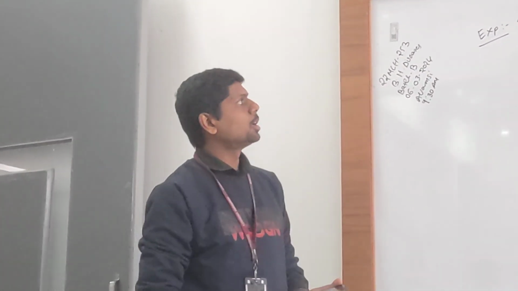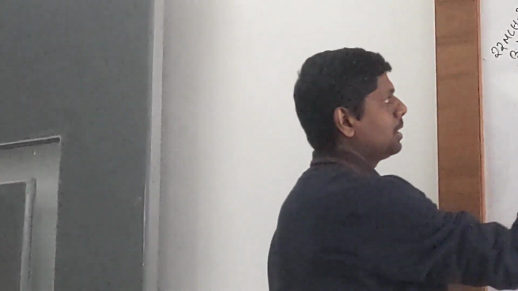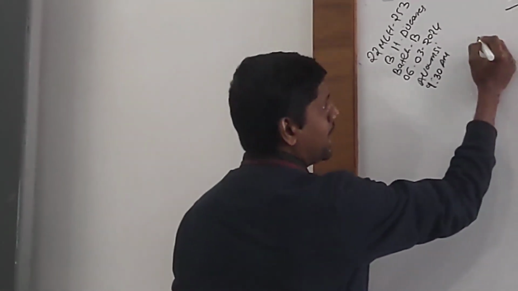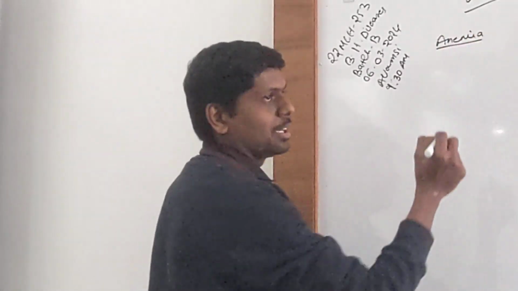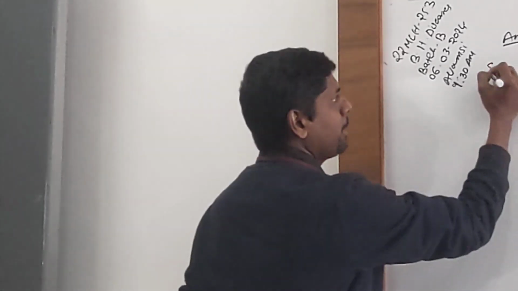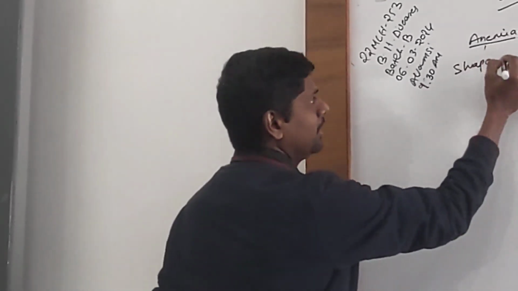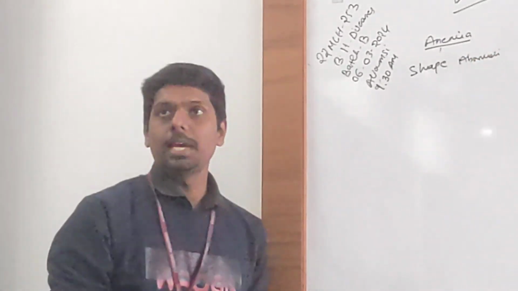Purpose of osmotic fragility test. In order to understand this, first we need to know types of anemia. I know this is boring again, but pay attention. One of the anemias is shape abnormalities. Do you remember? Yes, sir. Shape abnormalities of RBC lead to anemia.